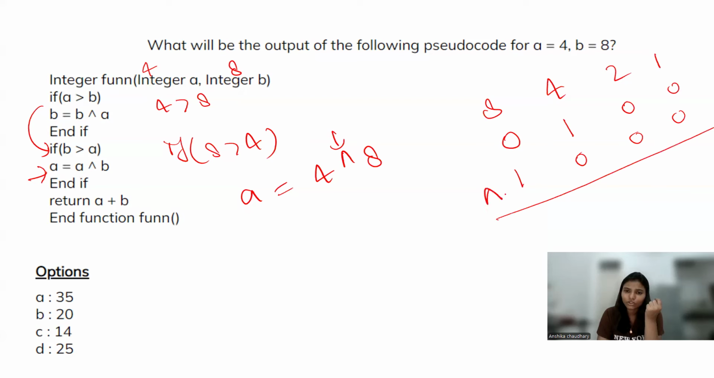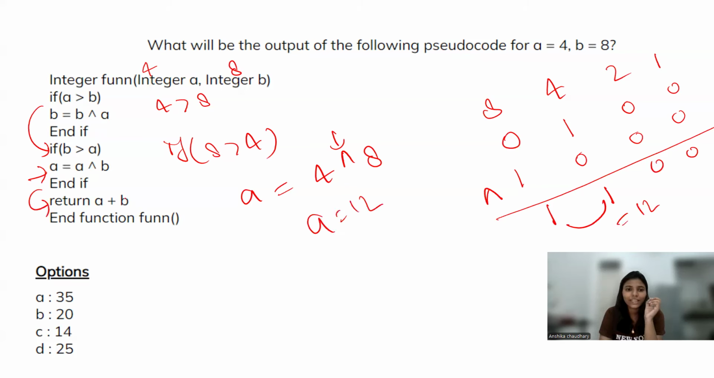Now we need to take XOR. The XOR operation works like this: if both of the operands are 0 and 0, in that case it will answer 0. If both of the operands are 1 and 1, in that case as well it will answer 0. That means it will answer 1 only when both operands are different. So 0, 0 are the same, so it will be 0. 1 and 0 are different, so it will give 1. 0, 1 are different, so it will give 1. So it is 8 plus 4, that is 12. So A value is now 12.